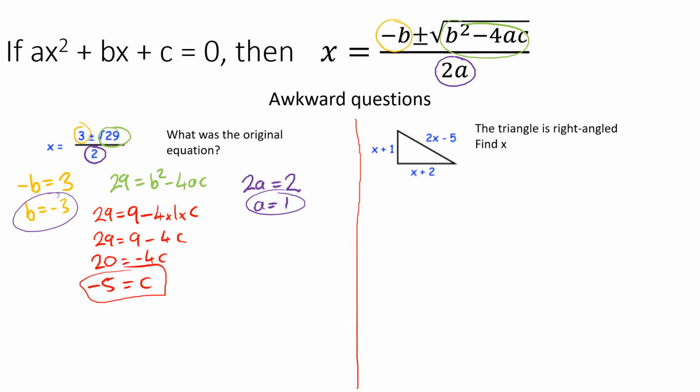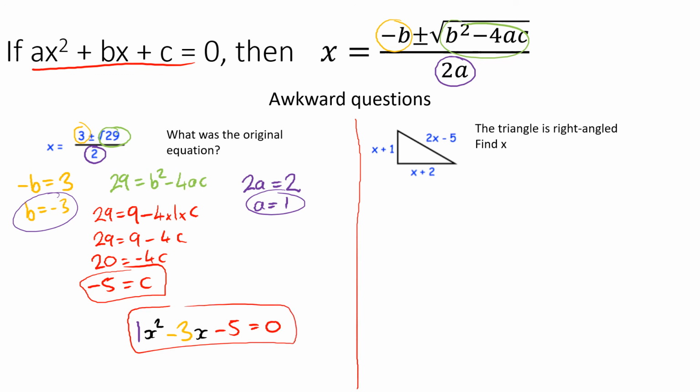So our original equation, because remember they have to look like this, ax squared plus bx plus c, was 1x squared minus 3x minus 5 equals 0. That was what we started with there. So yeah, I think that's an interesting one.